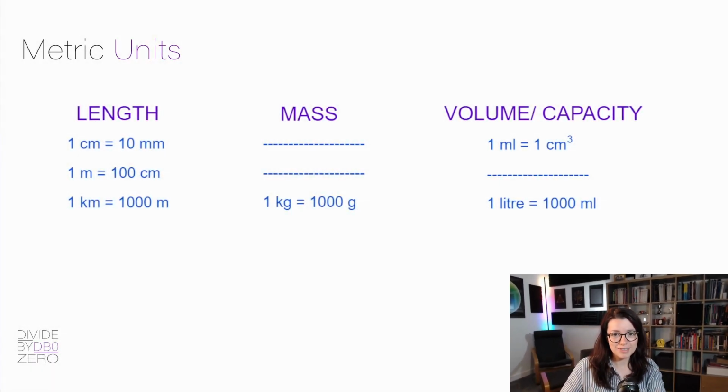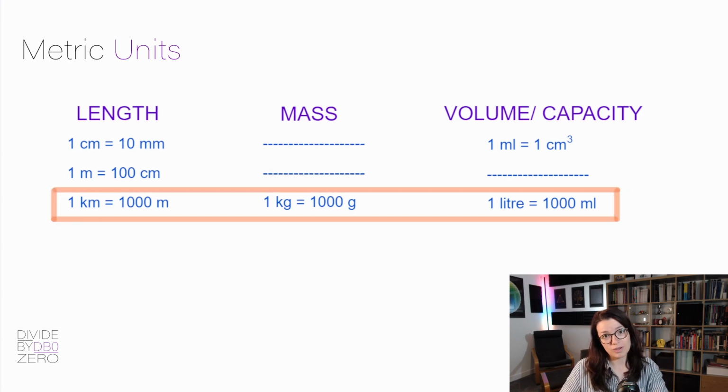Let's start with the metric units that we need to memorize. Here they are, and I've split them into three categories, one for length, one for mass, and one for volume or capacity. If we start with length, then we need to know that 1 centimeter is the same as 10 millimeters, 1 meter is 100 centimeters, 1 kilometer is 1,000 meters. For mass, we just need to know that 1 kilogram is 1,000 grams, and for volume or capacity, we need to know that 1 milliliter is the same as 1 centimeter cubed, and 1 liter is the same as 1,000 milliliters. You may have noticed that I've laid these out in a certain way, and that's because this is a trick I use to remember that there are 3 conversions that all involve 1,000.